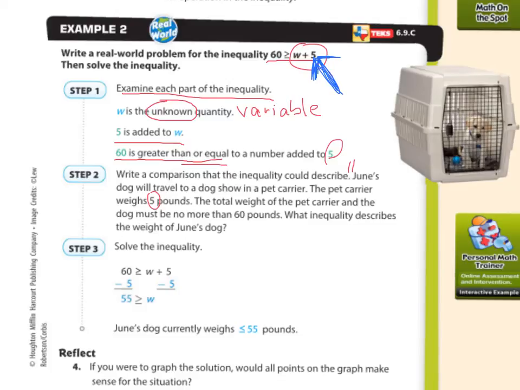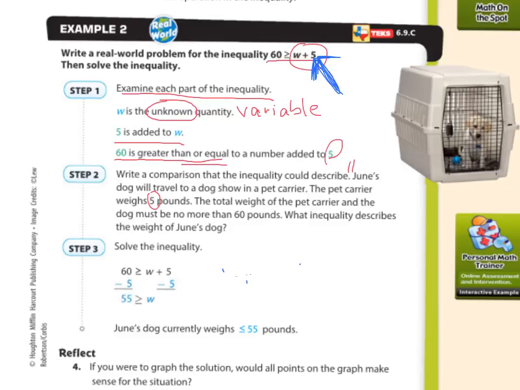The total weight of the pet carrier and the dog must be no more than 60 pounds. What inequality describes the weight of June's dog? So that means that the weight of the pet carrier and the dog has to be less than or equal to 60. Okay, if you need to flip this around to understand it better, just make sure that you flip around the inequality. Okay, it can equal 60 or it can be less than 60.